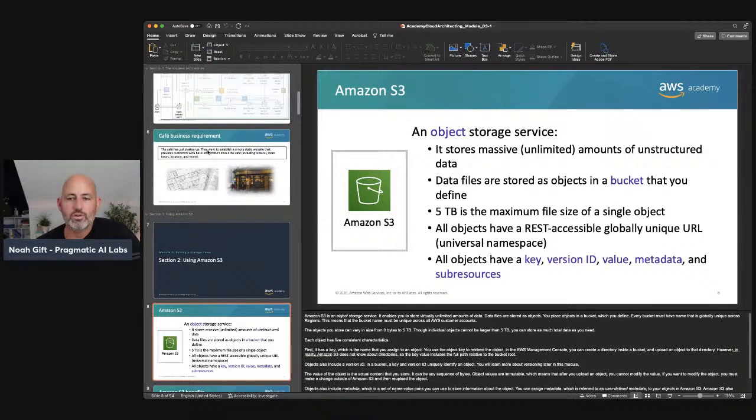Now, an object storage service, or S3 here, it is where you would store unlimited amounts of unstructured data. And in particular, 5 terabytes is the maximum file size for a single object. And you have REST access, and all objects have key, version ID, value, metadata, and sub-resource.